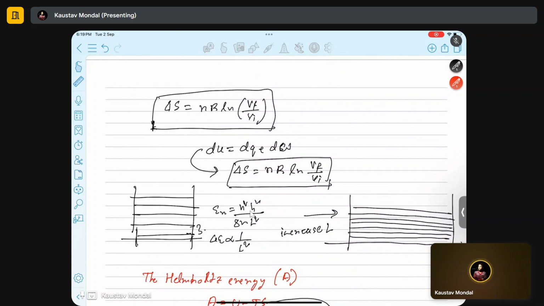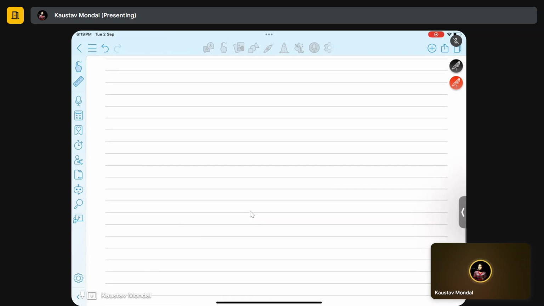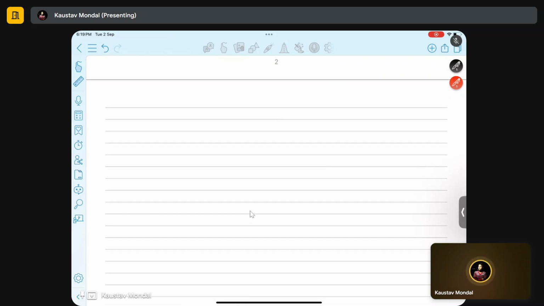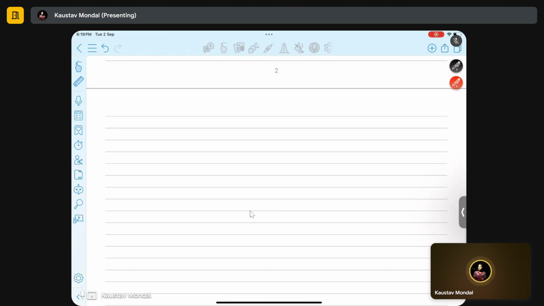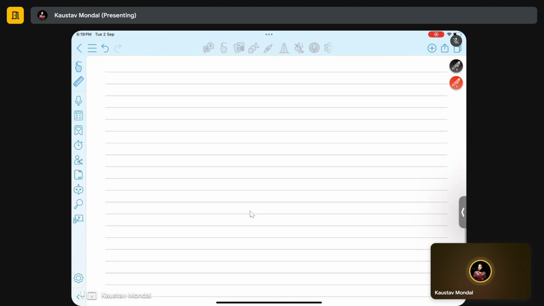So in today's class we will start from the enthalpy, because two of the potentials are still required to be calculated. One of them is the enthalpy and the other one is the Gibbs free energy, right? So we will start from the enthalpy. Before that, let me write the previous expressions of the thermodynamic potentials.